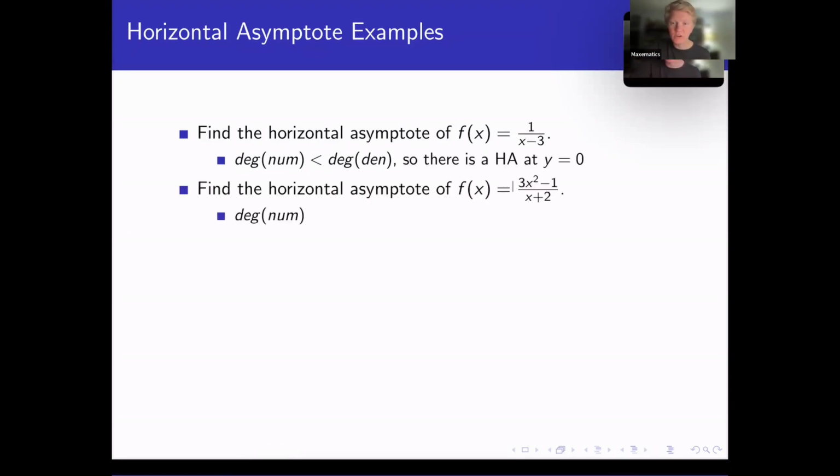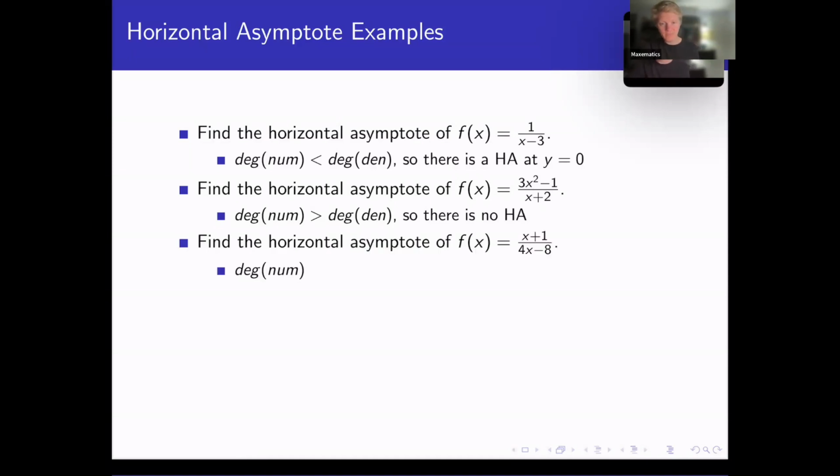Here we have (3x squared minus 1) over (x plus 2). The degree of the numerator is 2. Degree of the denominator is 1, right? X to the 1. Well, in this case, the degree of the numerator is bigger than the degree of the denominator, 2 over 1. When the degree of the numerator is bigger, there is no horizontal asymptote.